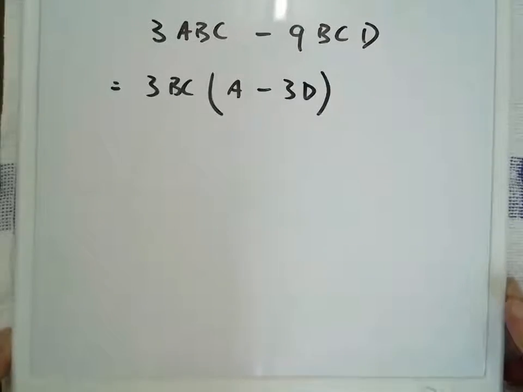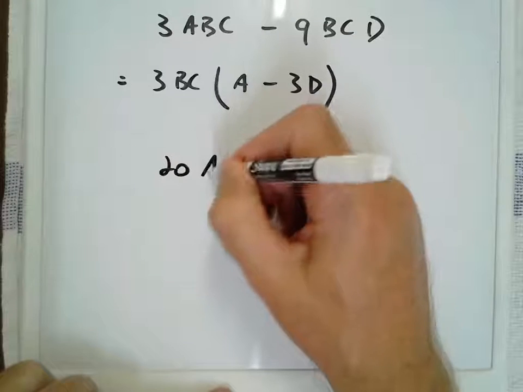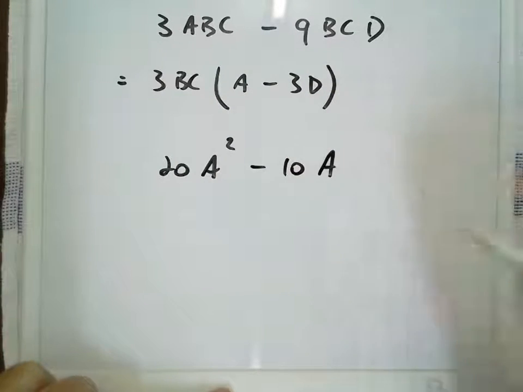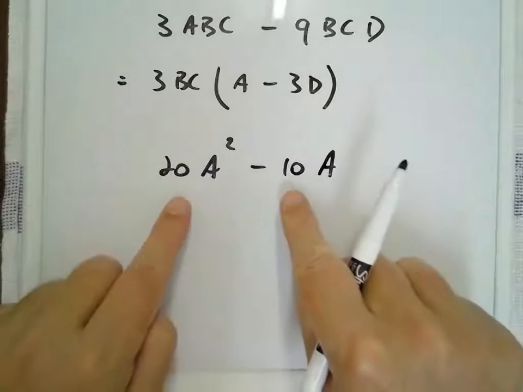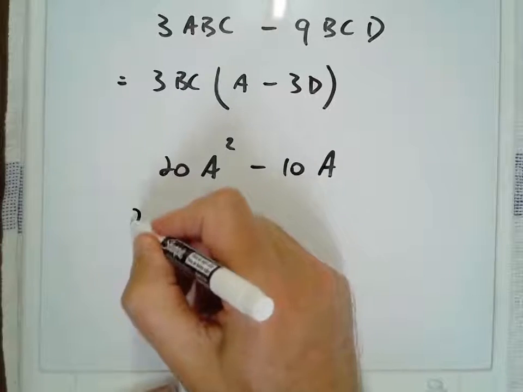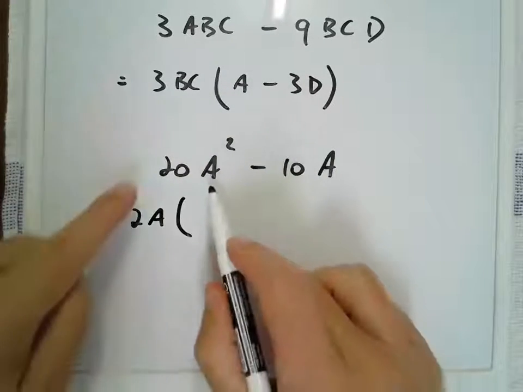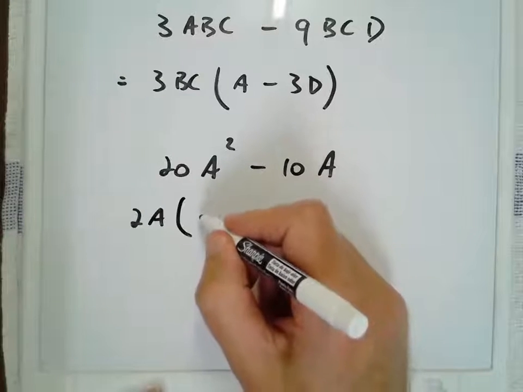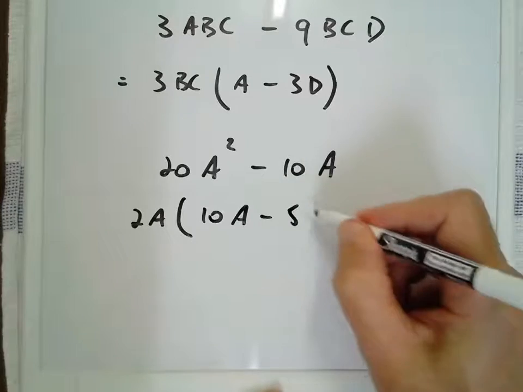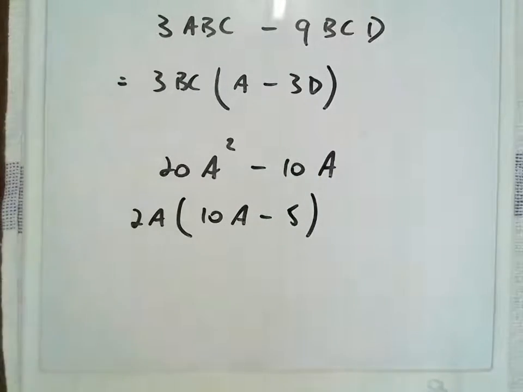Now, let's go to one more. 20a squared minus, let's just go 10a. You can see here they're both even, so let's take a 2 out. And there's an a. 2 and an a, so I've got 10a minus 5. Because the a is gone, take 2 out of 10, make it 5.